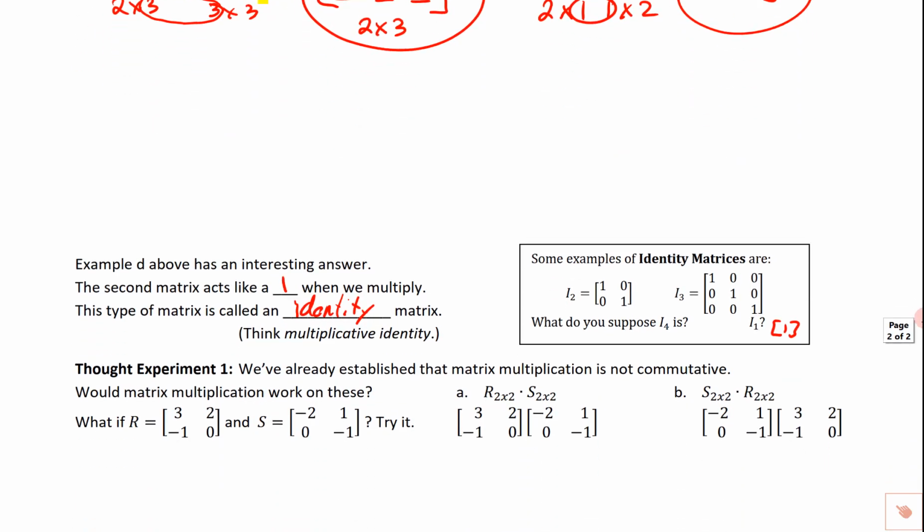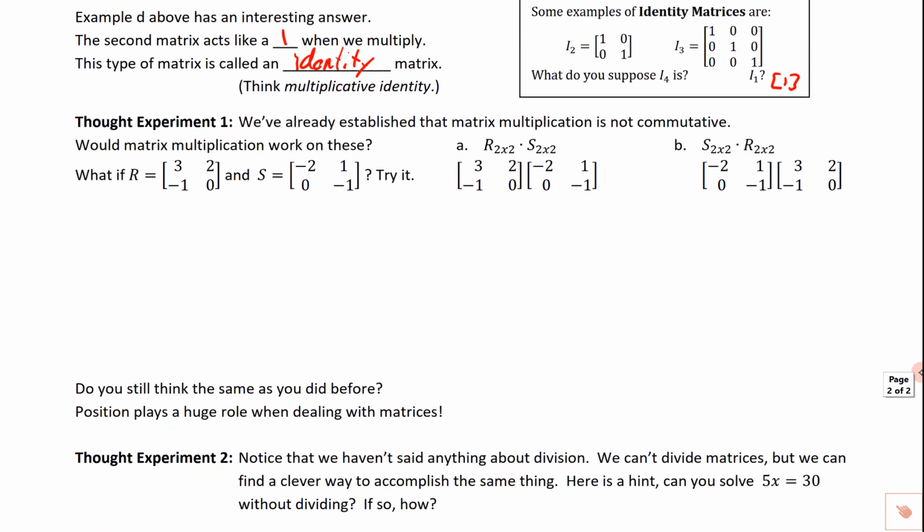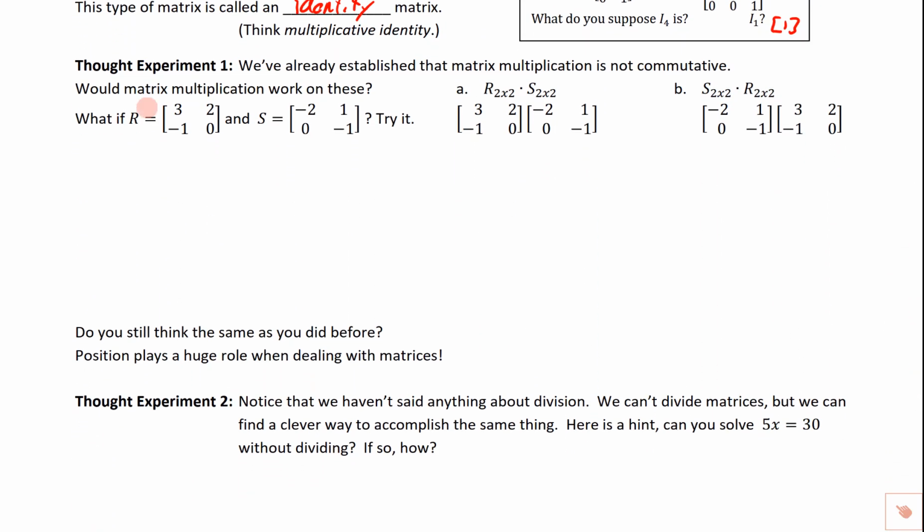And that kind of makes sense. So let's slide down here and let's talk about a couple of thought experiments. So the first thought experiment is this. We've already established that matrix multiplication is not commutative. So would matrix multiplication work on these two matrices right here? So R is a 2 by 2 matrix and S is a 2 by 2 matrix. So we're going to go ahead and figure out what we get when we multiply here.